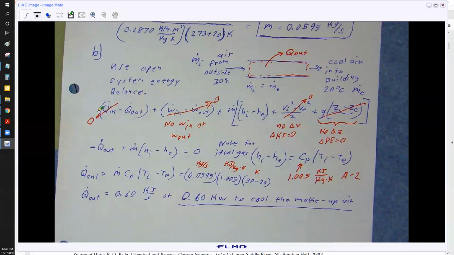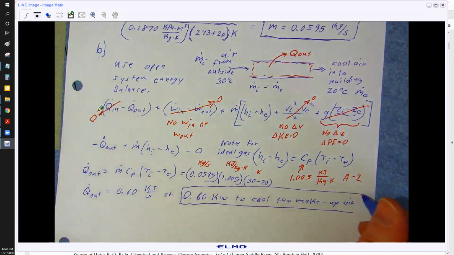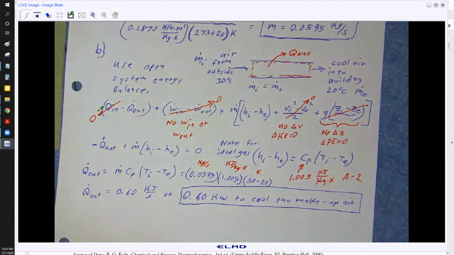You know, I don't think I pointed this out. The building is venting 50 liters per second of cool air. In order to make that up, it's got to suck in warm air. So you're cooling air from outside to add to the building as the building loses its cool air through the ventilation system. So this is part B, the amount of energy to cool the makeup air.